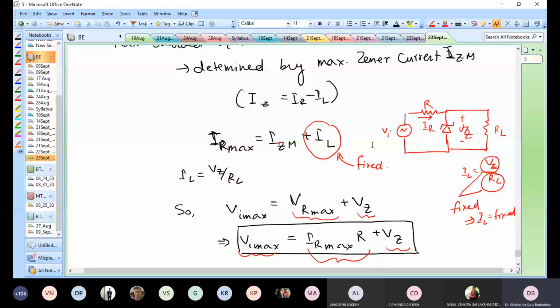Okay, so any questions on Zener voltage regulators? Because this concludes our discussion of this topic.